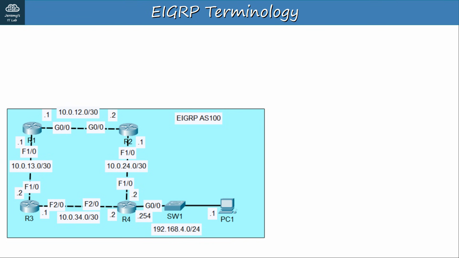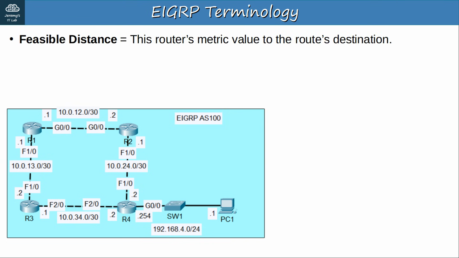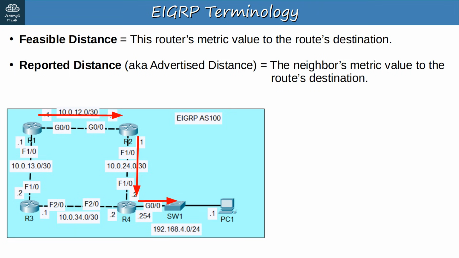Now let's cover some important EIGRP terminology. Feasible distance means this router's metric value to the route's destination. From R1's perspective, trying to reach 192.168.4.0/24, that means the metric of the whole route, from R1 to R2, then R2 to R4, then for R4 to send the traffic out of its own interface. But there is another term you should know: reported distance, which is also known as advertised distance. This is the neighbor's metric value to reach the destination. So for this route, the neighbor is R2. The reported distance is R2's metric to the destination.